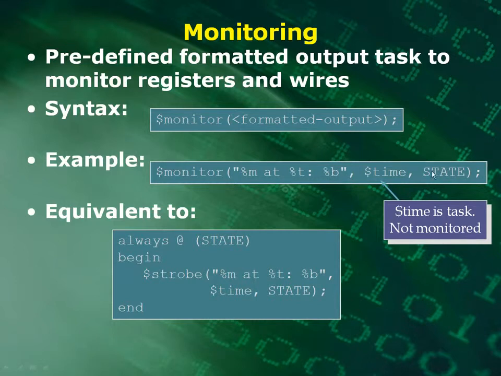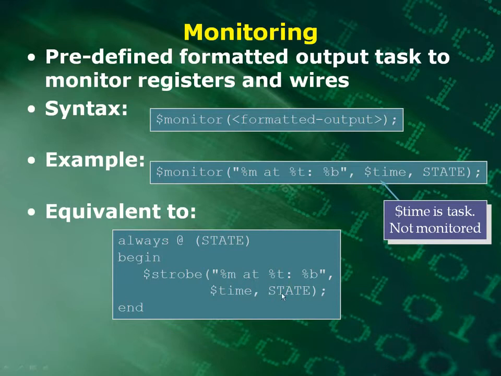So when does this actually execute? Let's look at what the equivalent of this monitor statement is. It's equivalent to writing an always @(state). The state is this one here that we're monitoring. And then we have $strobe with %m, same as this one up here, at %t, and %b, and then $time and state. Notice this is whenever state changes value, not necessarily a posedge or a negedge. This is just any change at all.